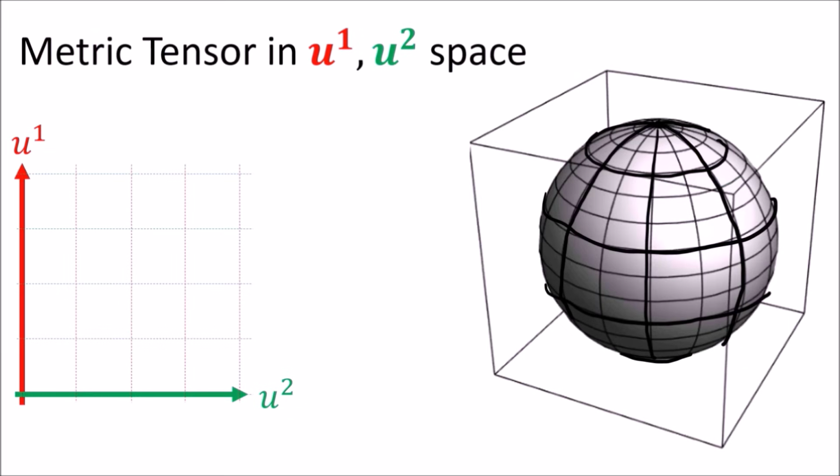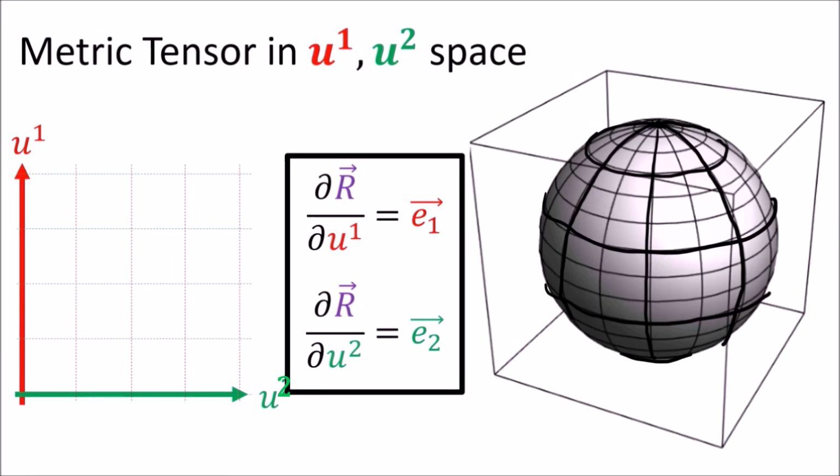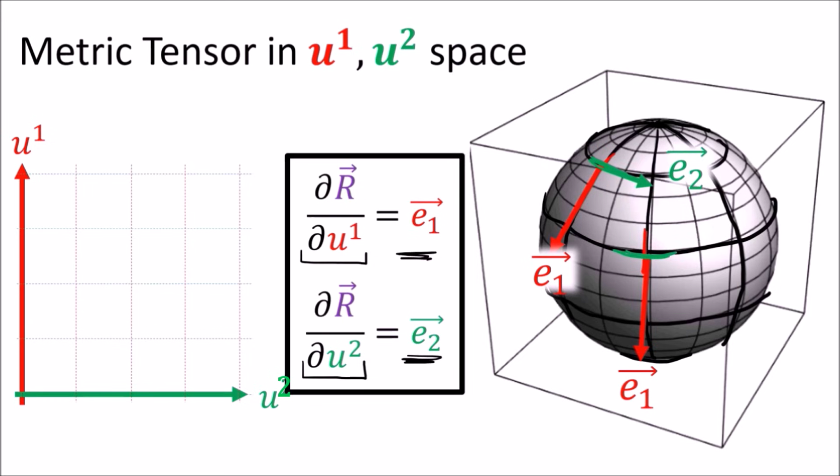And just as a reminder, the tangent basis vectors on the sphere are given by these two partial derivatives of a position vector, which I also sometimes write as the basis vectors E1 and E2. So the E1 basis vectors are just the tangent vectors along the u1 curves, and the E2 basis vectors are just the tangent vectors along the u2 curves.